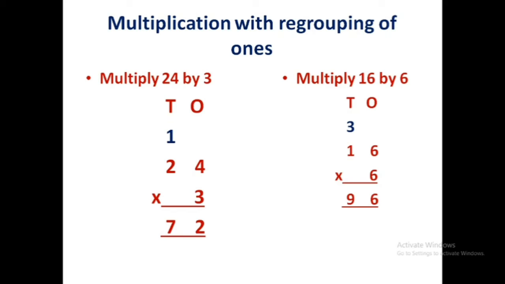Now 6 into 1 ten is 6 tens. With that 6 tens, we have to add the carried over 3 tens also. So 6 tens plus 3 tens is equal to 9 tens. We have to write 9 in the tens column. The final answer is 96. 16 into 6 is equal to 96.